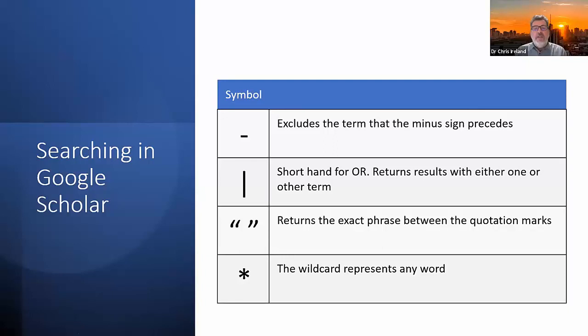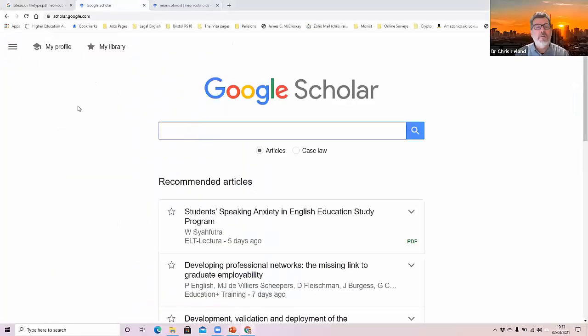Then the next one is the 2 sets of inverted commas. That returns the exact phrase that you put between those quotation marks. And then the final one that I want to show you is the wild card. So the wild card represents any word. So I'll just come out of there and we'll go into Google Scholar. So let's have a look.